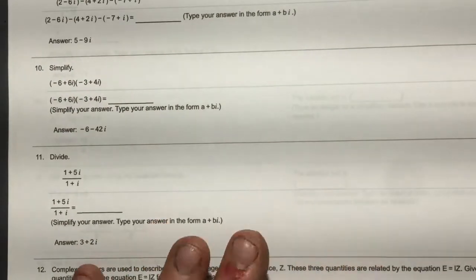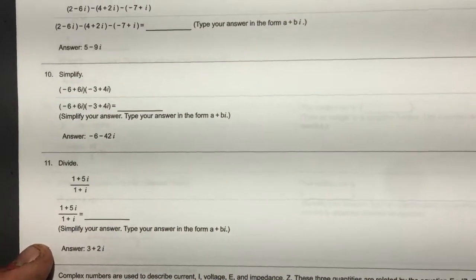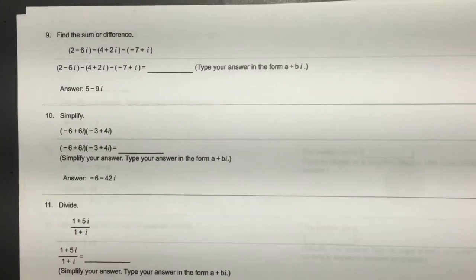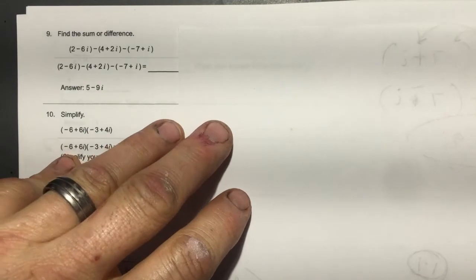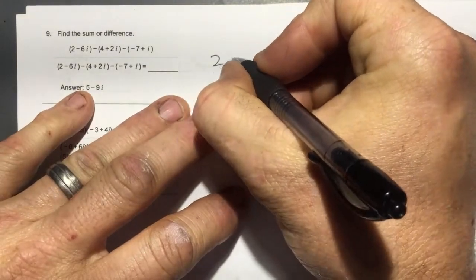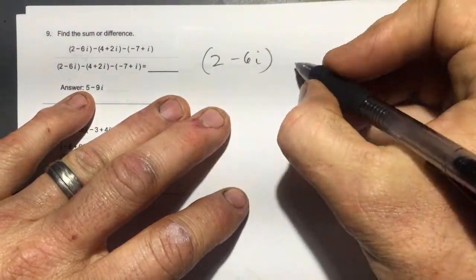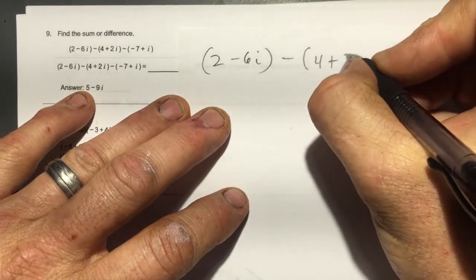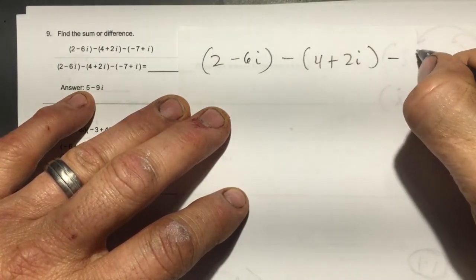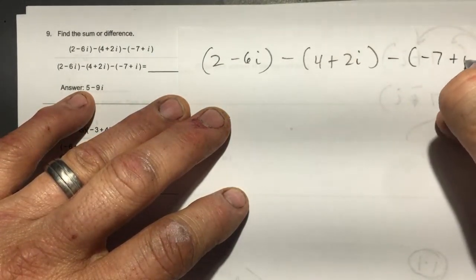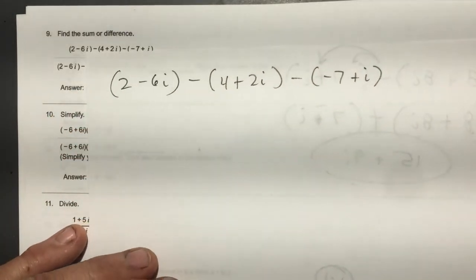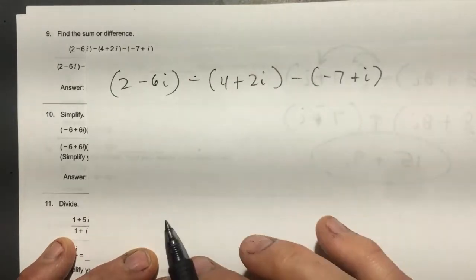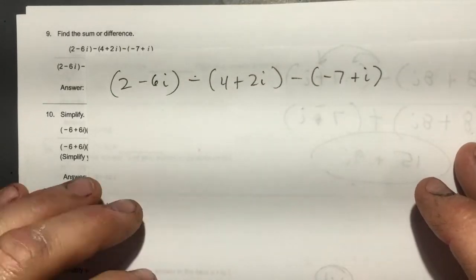Okay, let's go to number 9 here. All right, and here we've got several operations to do. So let's see here. We've got 2 minus 6i minus 4 plus 2i minus -7 plus i. All right, so again, we've got minuses here. We're going to have to distribute those and change to add.